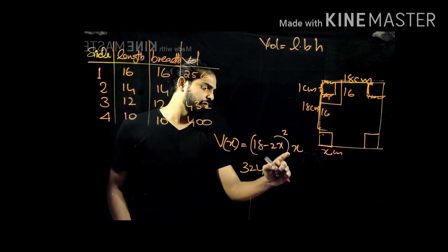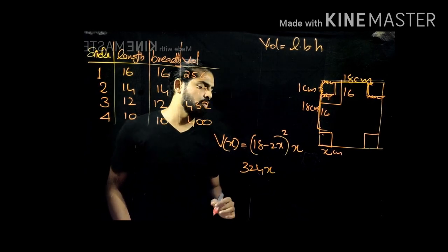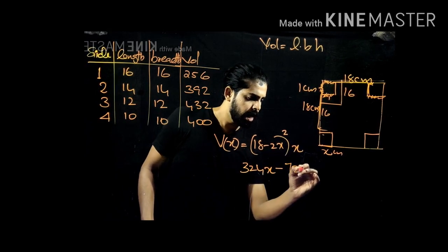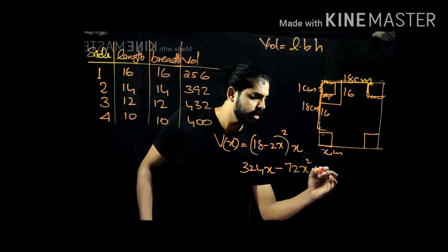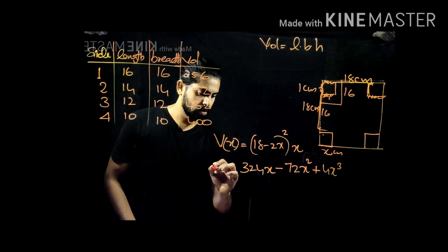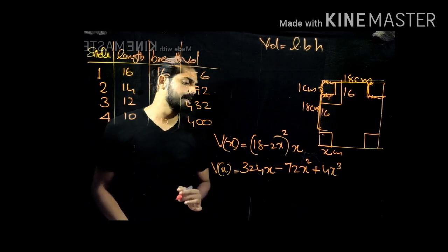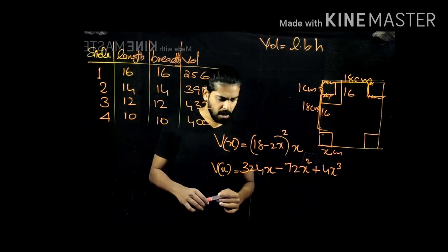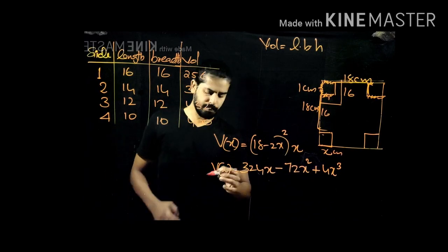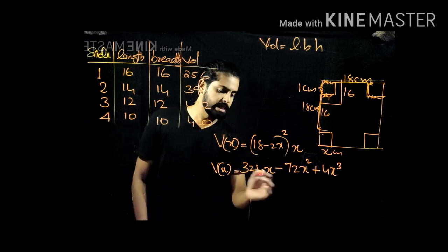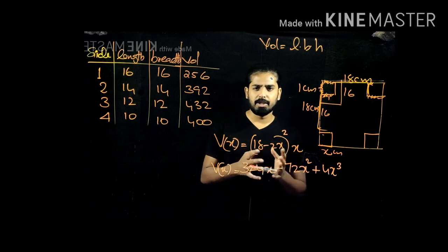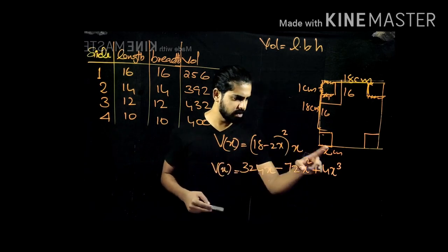So 18 square is 324, and multiplying this by x, so 324x minus 144x squared (18 times 2 times 4... ) plus 72x square plus 4x square into x, 4x cube. So this is volume in terms of x. So we need to find at what value of x this volume is maximum.